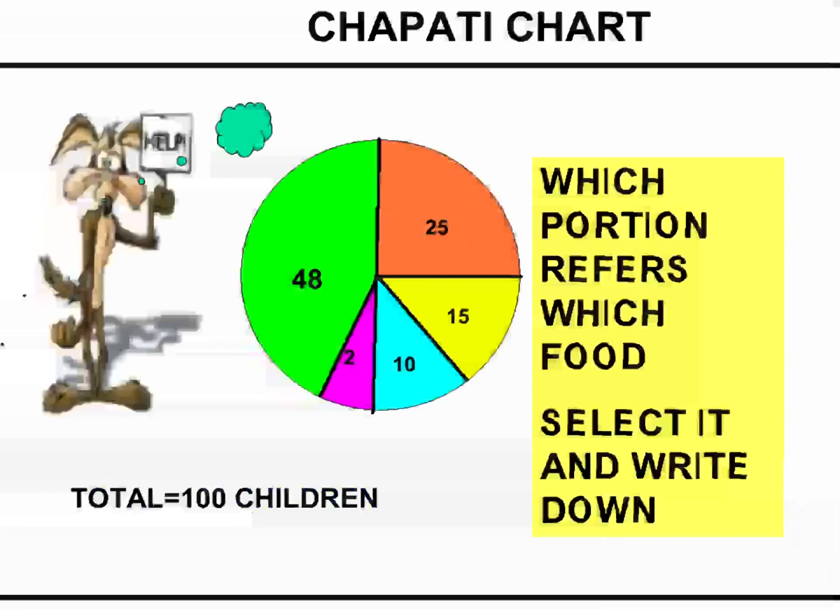100 children. Now out of 100 children, 48 like which food? You write down. That means 48 is the maximum part, so it is shown in the green portion of 100. The total circle means the total 100. So the green portion is the maximum part, and it is written here 48. So you can make it in a circle in the chapati chart.